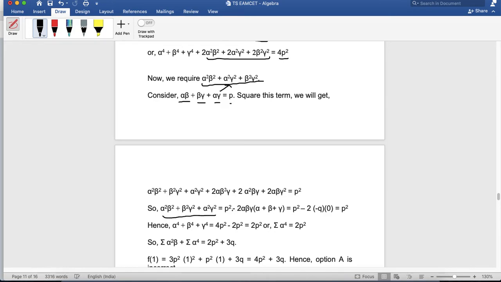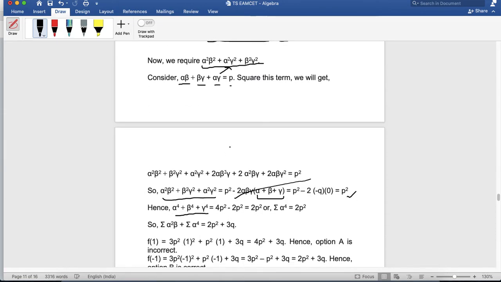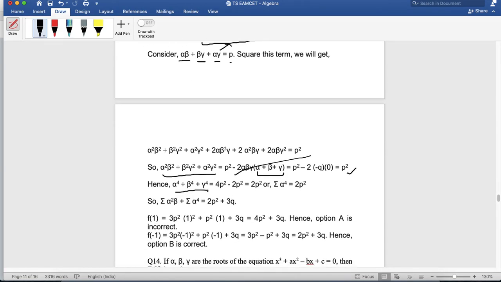So this is equal to p square minus, from all of these expressions you can take alpha beta gamma common. So you will get p square minus 2 alpha beta gamma into alpha plus beta plus gamma. We know that alpha plus beta plus gamma is 0, so this whole expression is 0. So we are left with p square. So alpha 4 plus beta 4 plus gamma 4 is 4p square minus 2 of this. And I know the value of this expression is p square. So minus 2p square. So this will be 4p square minus 2p square, or 2p square. So sigma alpha 4 is 2p square.